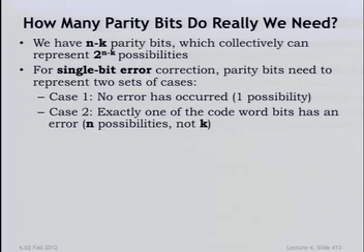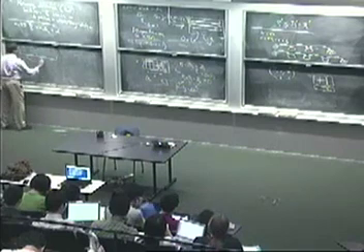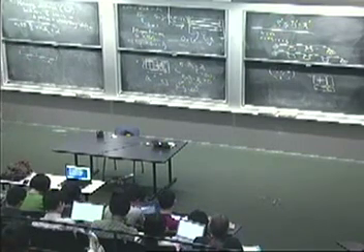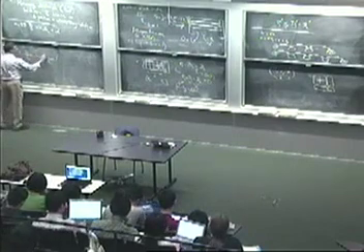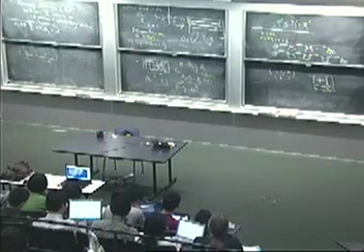So let's see. We've got a code word that has k message bits, and then it's got n minus k parity bits. Okay, so here's the data bits, here's the parity bits. We want to use the parity bits as effectively as possible.